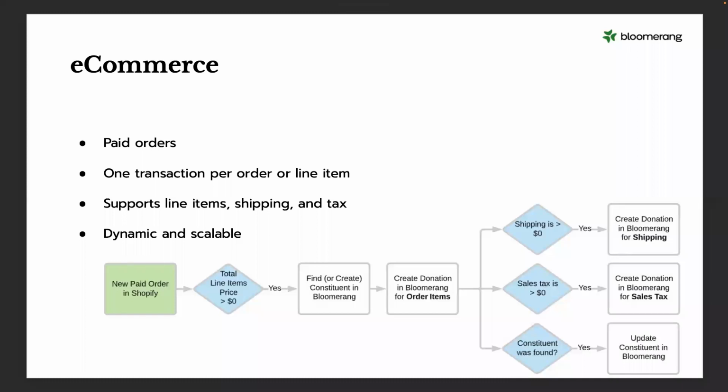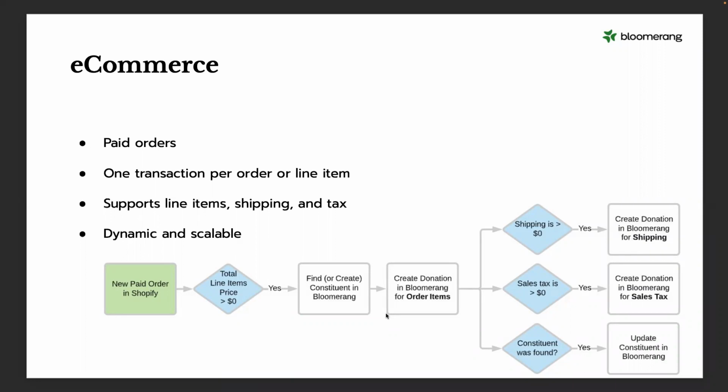So a Zapier-enabled integration with an e-commerce platform can automatically create constituents and transactions in Bloomerang for new paid orders. Now, this solution provides what's called line item support. And what that really means is that when a purchaser buys more than one item, so they purchase a t-shirt and a book from your online store, a split transaction can be created in Bloomerang with one split per line item. So this really supports any variation or dynamic coding that you need by fund, campaign, and appeal based on the items that the donor purchased through your e-commerce store.